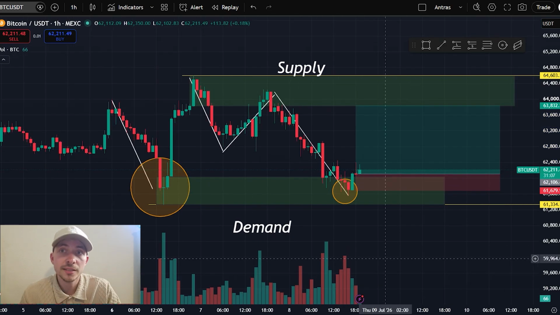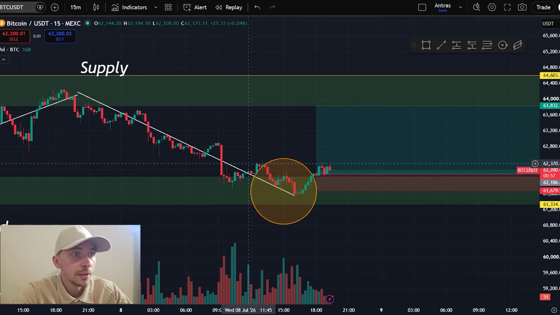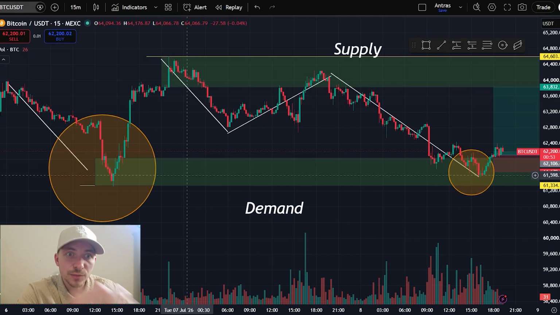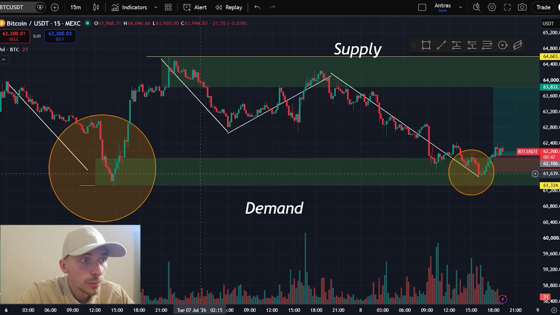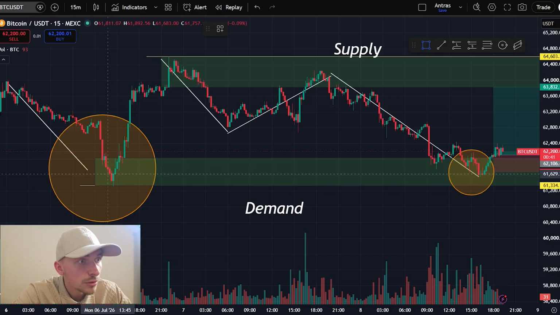For me personally, what I'm doing, I'm going to the lower time frame. So we have something like that. We're going to the 15-minute time frame. We're going to try to look exactly what it was. You know, the lowest point, same. And now we can have the lowest point here. I'm going to try to look for myself.